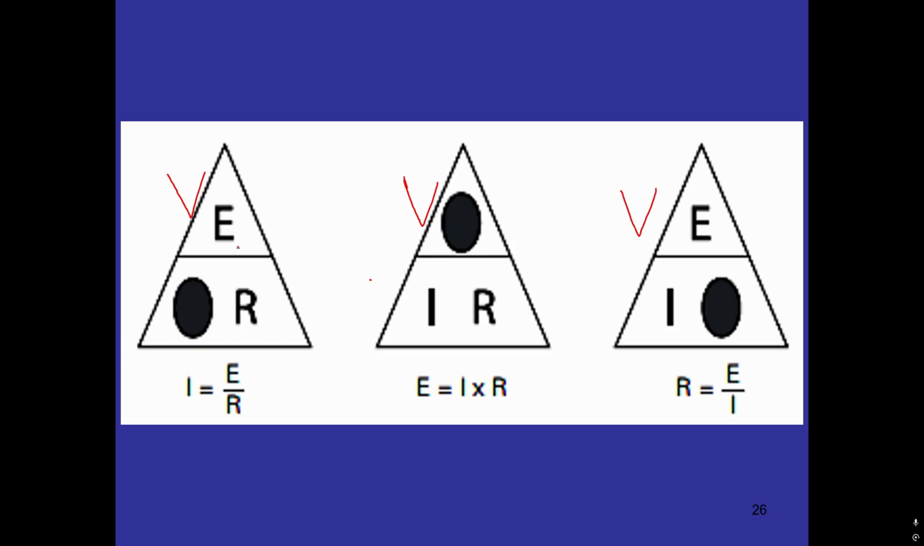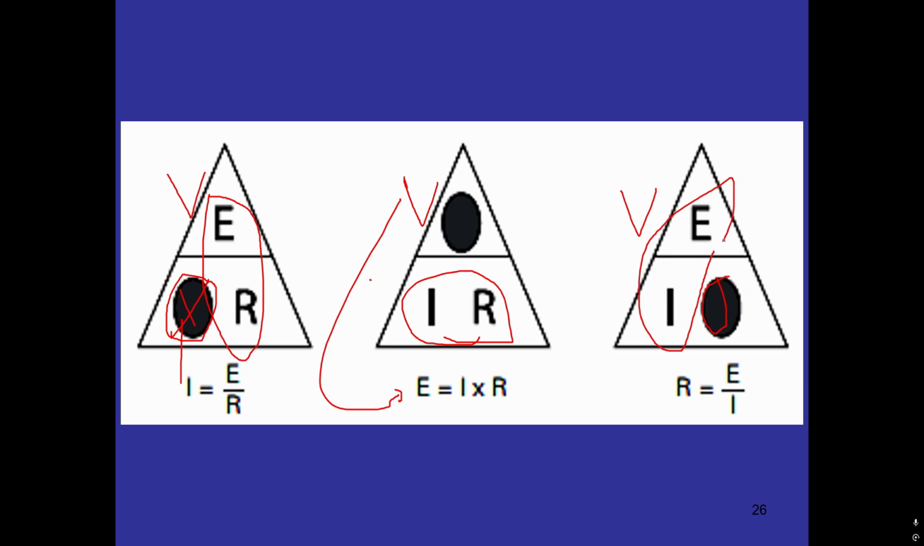Suppose I want I, you put V here, I and R here, you put one divider. Suppose I want I, you just close this. So I equals E by R. Suppose I want V. So V equals I into R. Suppose I want R, you close this. So R equals E by I. So these are the three forms of Ohm's law.